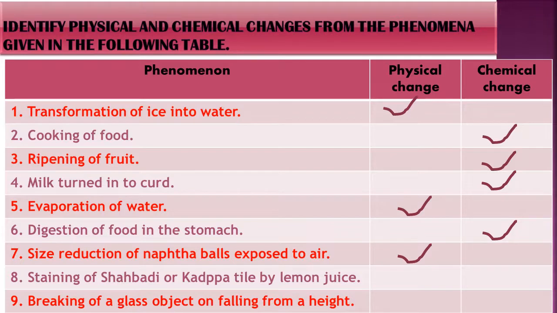Now the eighth one is staining of a Shahabad or Kota tile by lemon juice. In lemon juice we know citric acid is there. So when the citric acid or lime juice falls on the tile, staining will happen on it. So this is a chemical change. Now the ninth is breaking of a glass object on falling from a height. There is no chemical change, so this is an example of a physical change.